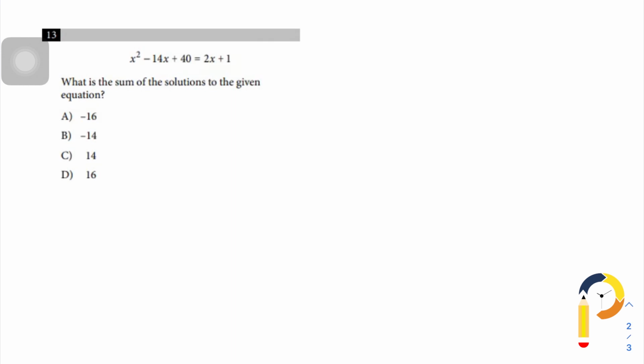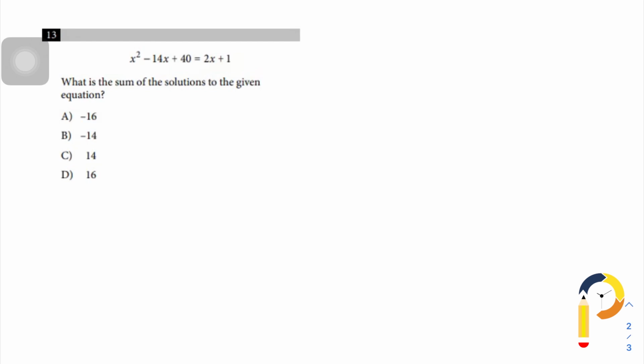What we know there? We have been given an equation, and the question is asking what is the sum of the solutions to the given equation. So this is a quadratic equation. We need to solve it, then we need to find the sum of the solutions. Is it? Yes. Okay, let's do it.